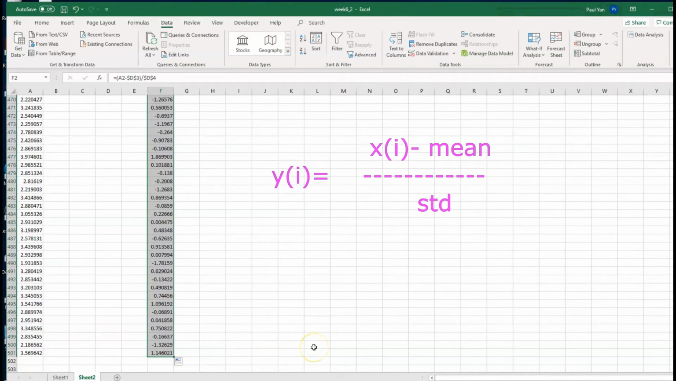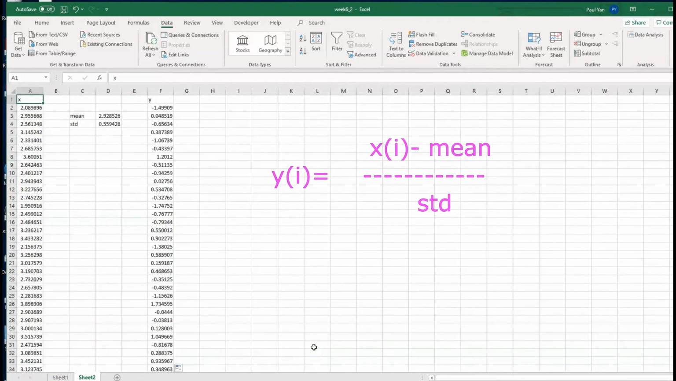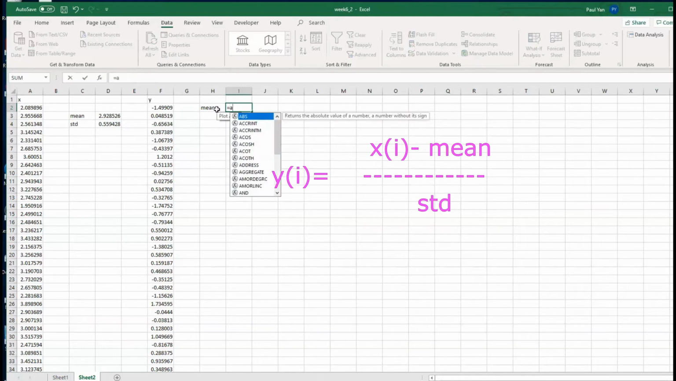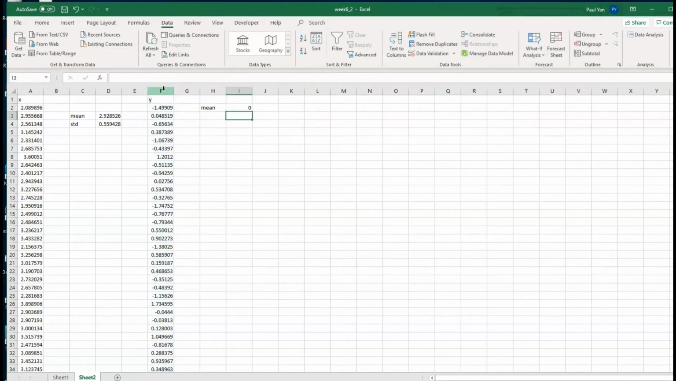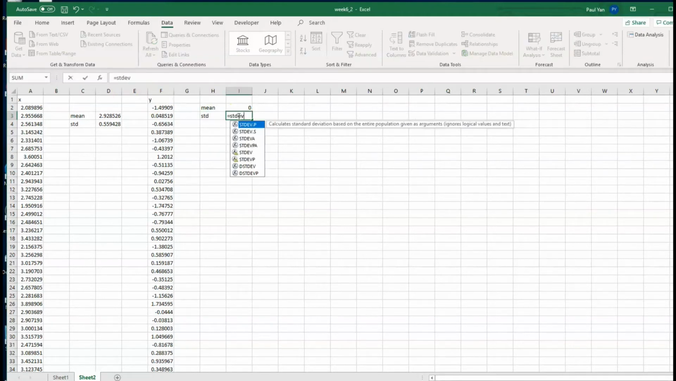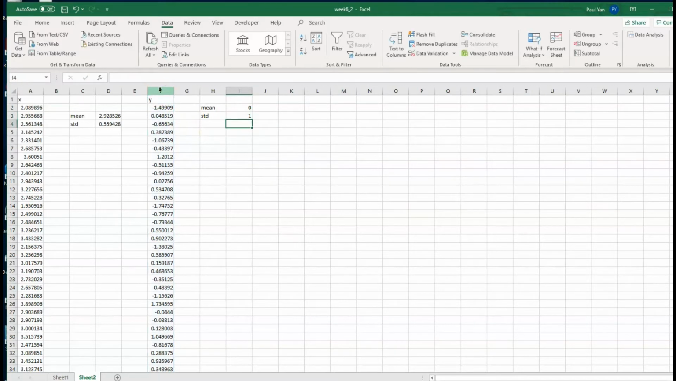Okay, copy and paste. So this is our standardized time series. Let's calculate the mean again. The mean is the average. We use the F column. Okay, so the mean is 0. Let's look at the standard deviation: STDEV of the F column. So the mean is 0, and the standard deviation is 1.